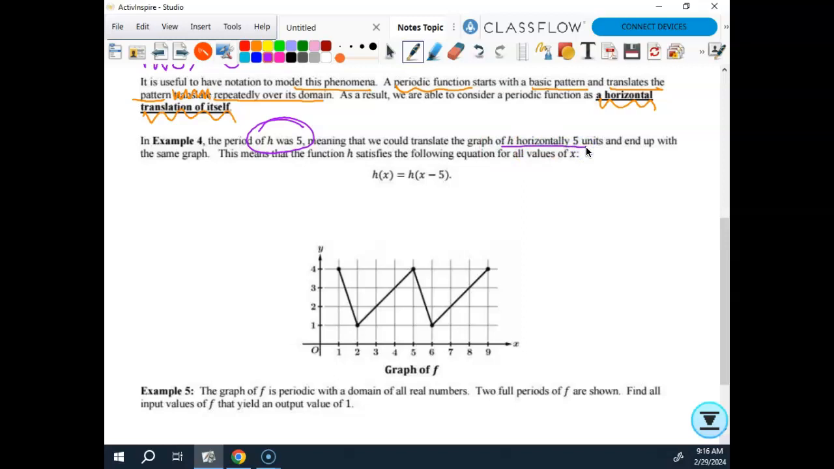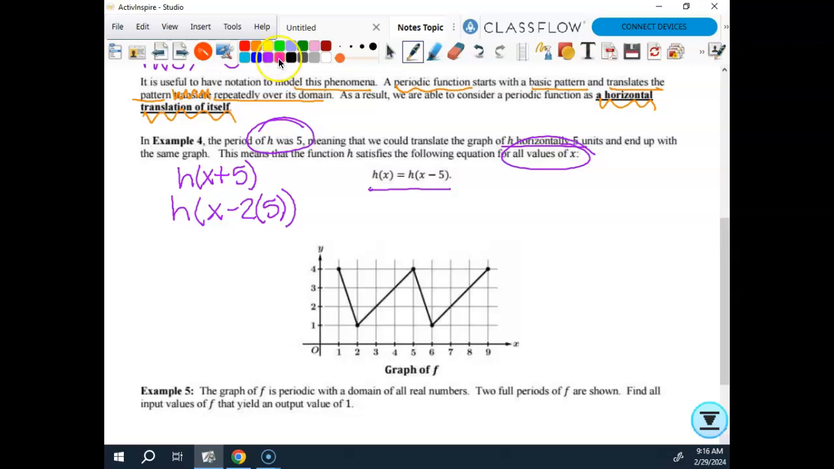This means function h satisfies the following equations for all values of x. So h of x is going to equal h of x minus 5. That's basically what was happening when we were finding all those values, right? The 5 becomes irrelevant because you're going to have the same values. It's also equal to h of x plus 5, right? It's also equal to h of x minus 2 times 5, and so forth and so on. Okay? But this is the main thing we want to think about. It just means that your period is 5 and you can translate it. Okay? Everybody okay with all that so far?